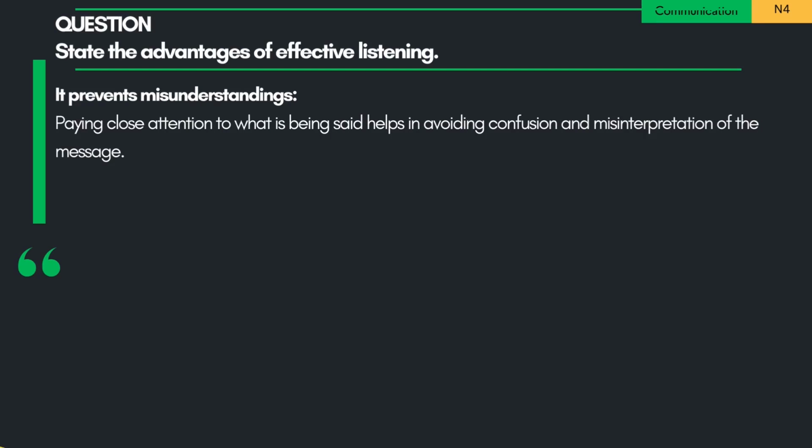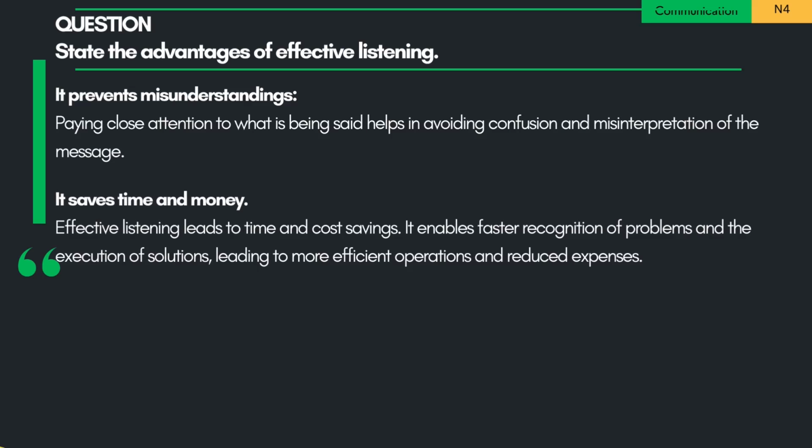3. It prevents misunderstandings. Paying close attention to what is being said helps in avoiding confusion and misinterpretation of the message. 4. It saves time and money. Effective listening leads to time and cost savings. It enables faster recognition of problems and the execution of solutions, leading to more efficient operations and reduced expenses.